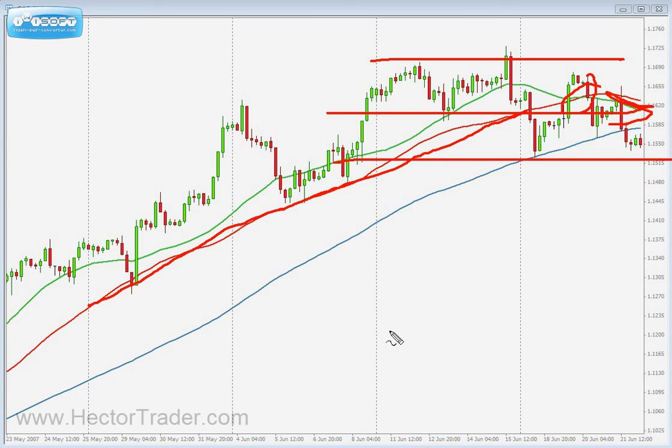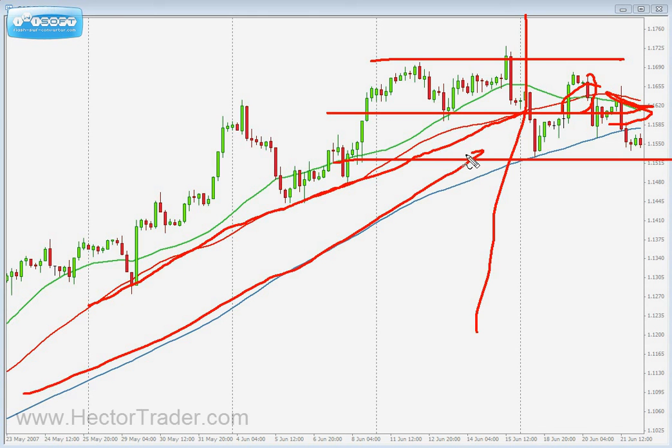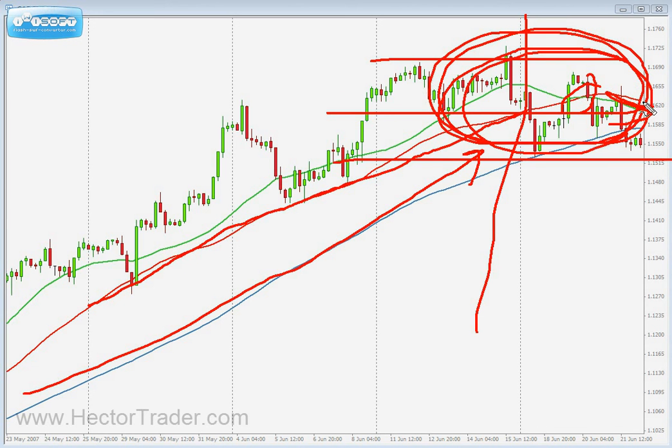If we are ranging, we don't want trades. Those are low probability trades. We only want trades on the trending part of the chart. All the way here we want to be searching for trades. At this junction of the chart we want to be searching for trades no longer, because those are low probability trades.